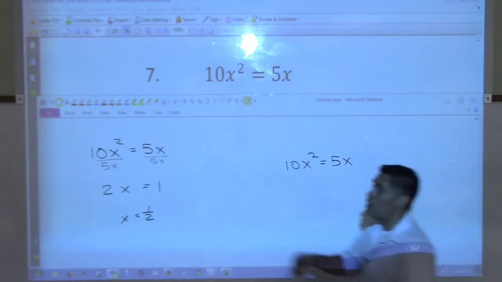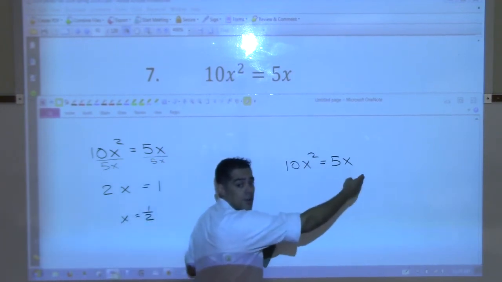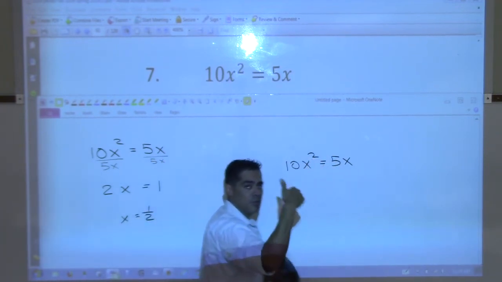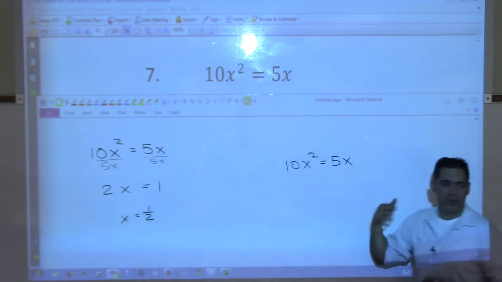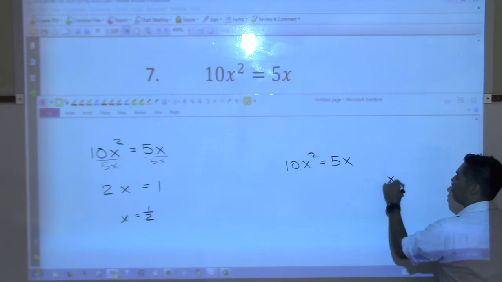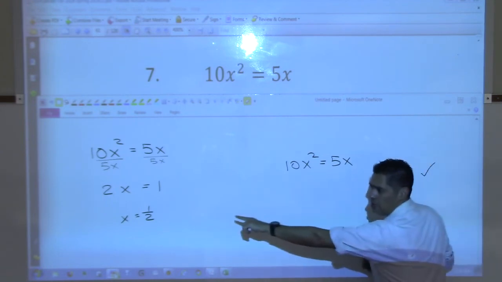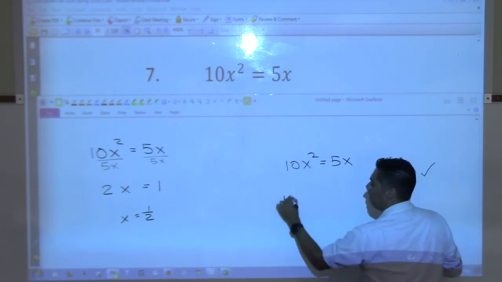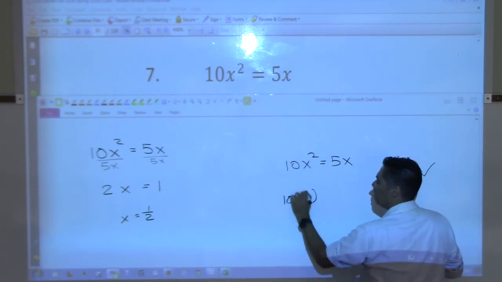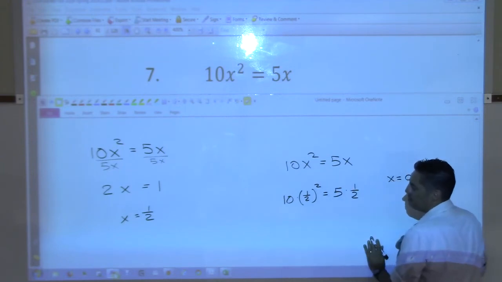If you plug in 0 for the original problem, you get 0 equals 0, which is true, right? And when we're trying to find solutions to equations, we're trying to find the values of x that make it true. So x equals 0 works here, right? We said that works just by looking. But 1/2 should also work. So let me try it. If I put 10 times 1/2 squared, that should be equal to 5 times 1/2. Let's see if it is.